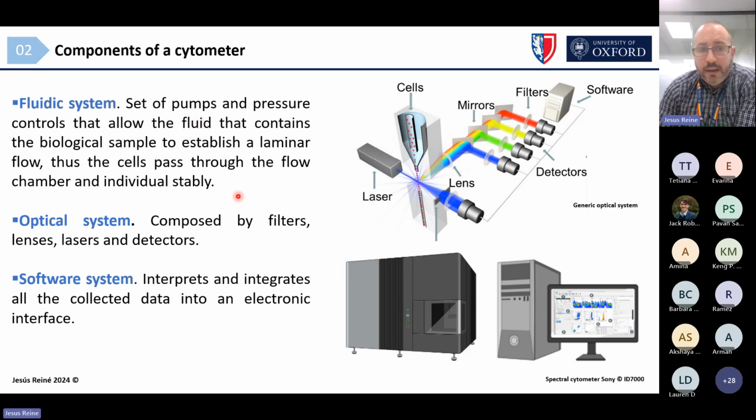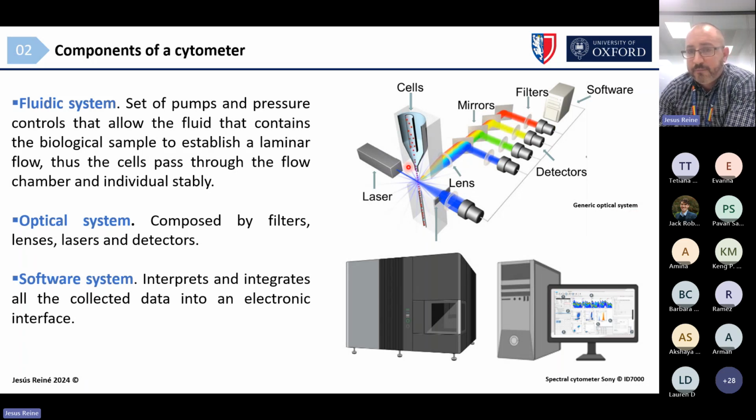Like I said, when the cells are exposed to the laser, all this luminic information needs to be transferred to filters, lenses, and detectors, basically. What this optical system does is collect the luminic information and transfer it to electronic information. And all this electronic information goes to the final component, which is the software, which is able to integrate all the information that we collect from the cells. So here on the right, we can see a generic optical system.